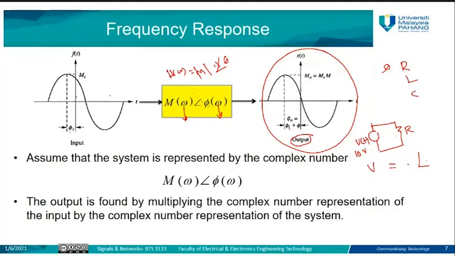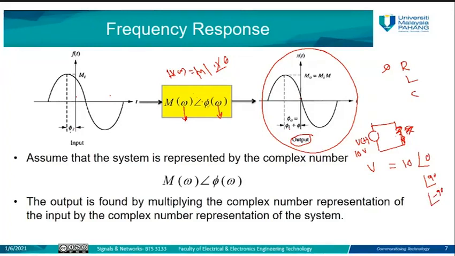Anyone? M is 10, sir. The voltage is 10. 10, okay. The angle? 0. So if you have L here without R, only L, what will be the angle in this case? 90, sir. 90. Okay, thank you. If you have a capacitor? Negative 90. Okay, thank you.